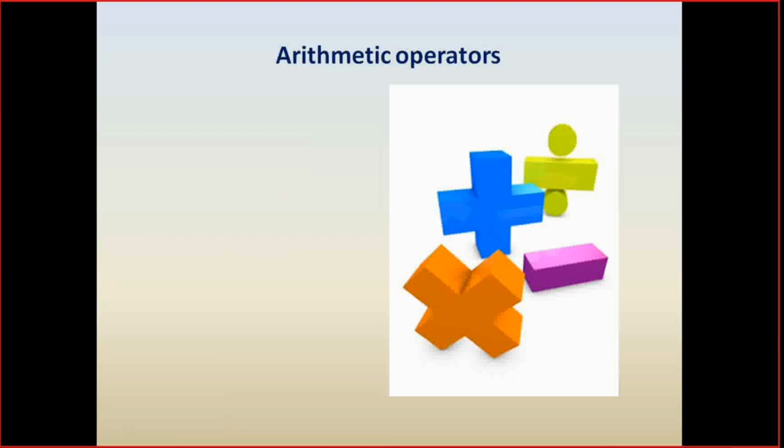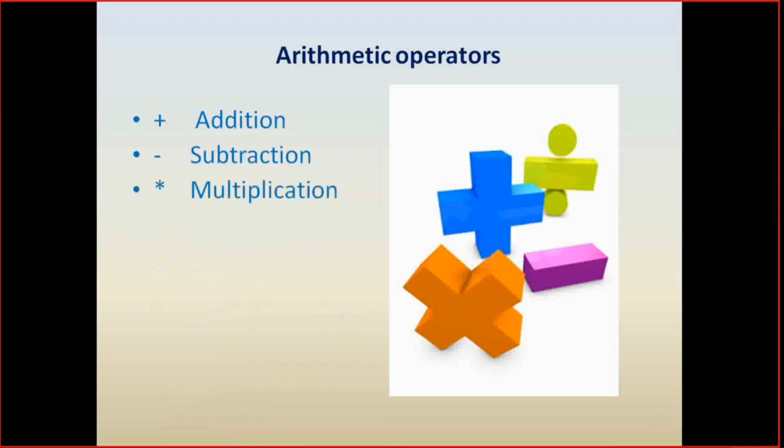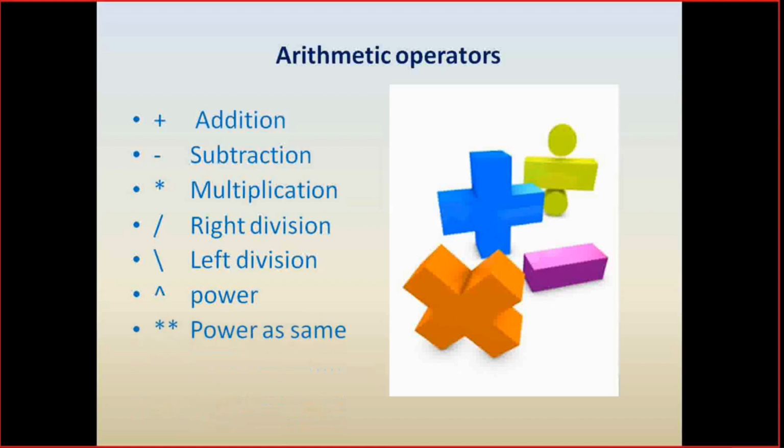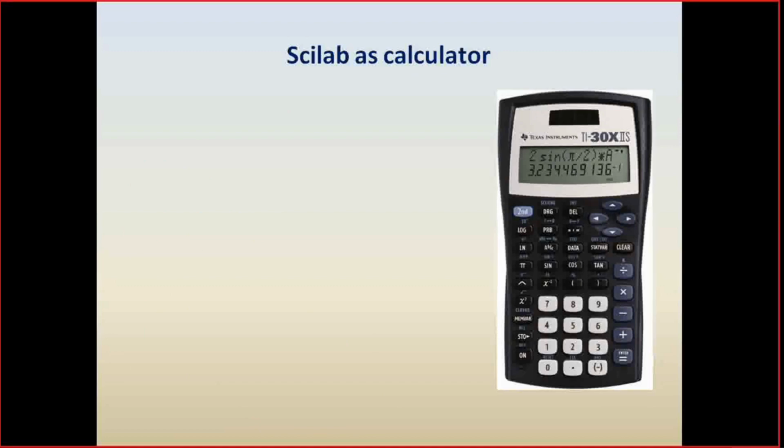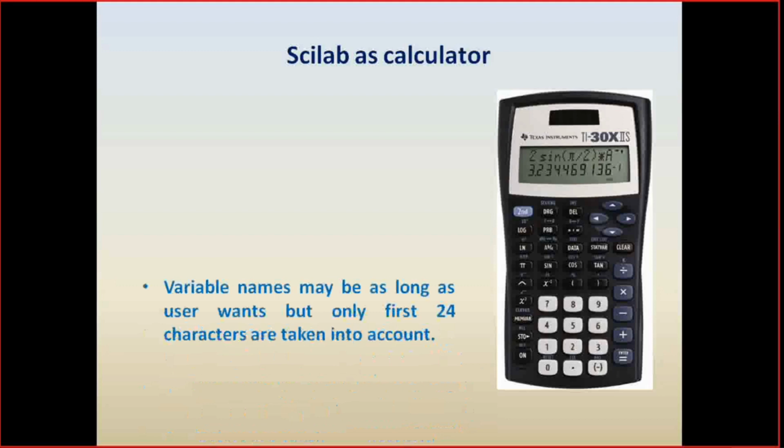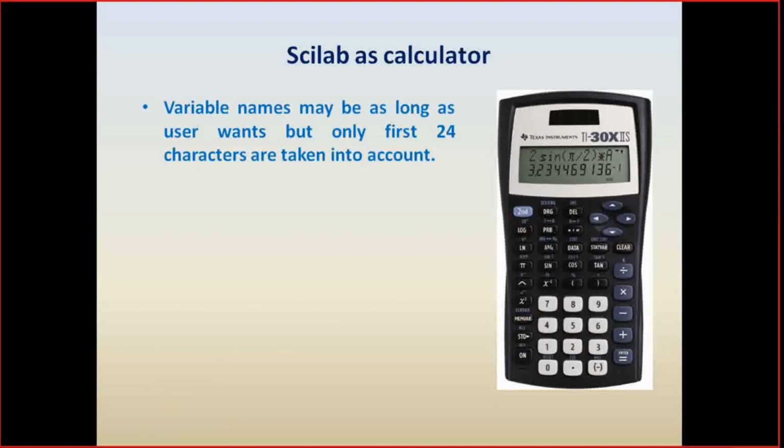It looks like this. Here we can go with various arithmetic operators: plus for addition, minus for subtraction, star for multiplication, right division, left division, power as same, transpose. Here Scilab can be used as a calculator. When you discuss the variable names, they depend on your wants, but only the first 24 characters which have been specified as the variable are taken into account.